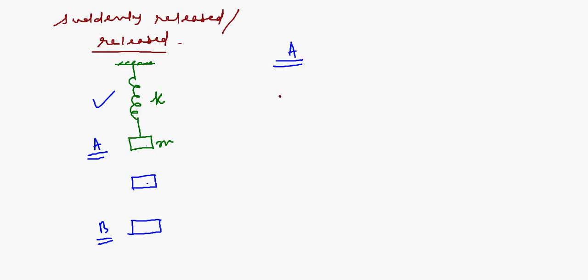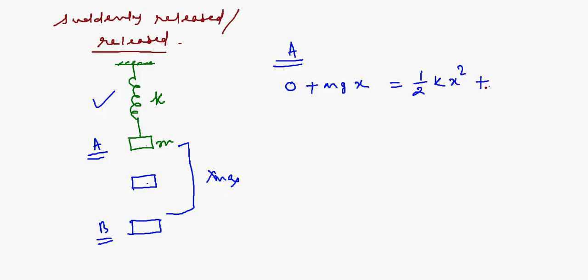At the point A, the spring potential energy is 0 and gravitational potential energy is mg into x. This x max I'm taking as x. That's equal to, at this point, the spring potential energy is half kx squared plus gravitational potential energy is 0. So mgx is half of kx squared. From here we are getting x equals to 2mg by k.